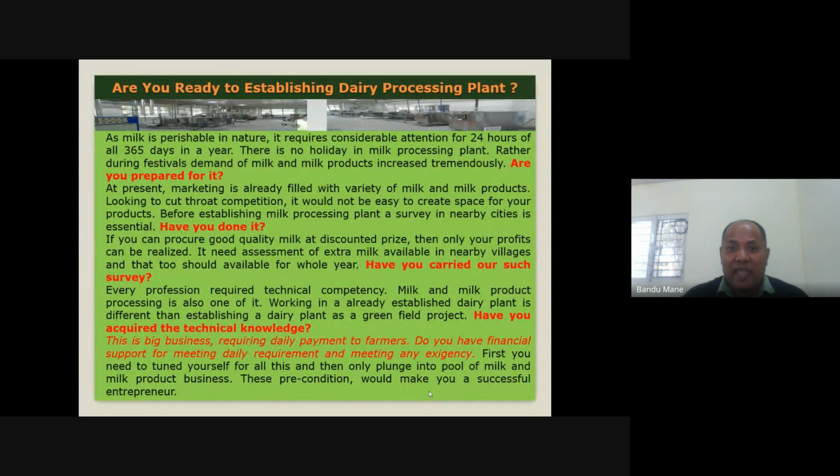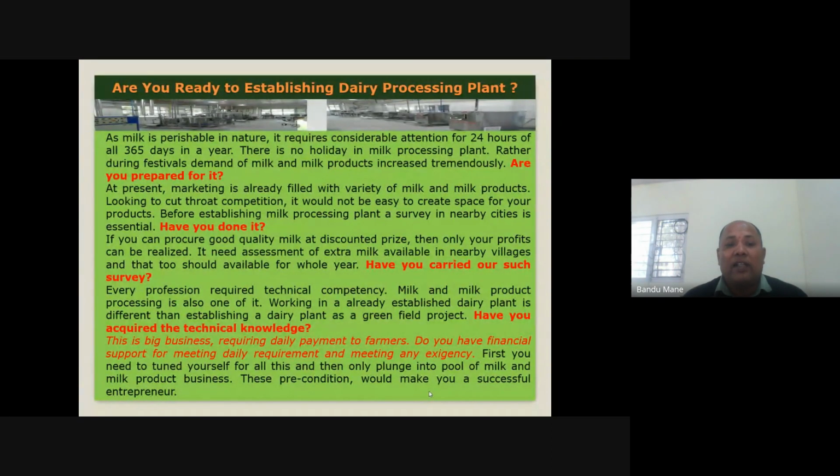Then, at present, there is a lot of competition in dairy processing. Before establishing the dairy processing plant, you have to survey your city or your surroundings first for the potential market or the variation required for your dairy plant. And are you ready? Have you done it? This is another crucial point before establishing the dairy processing plant.